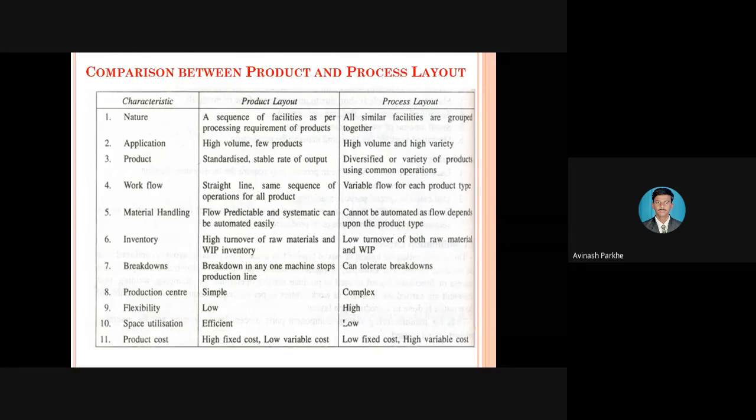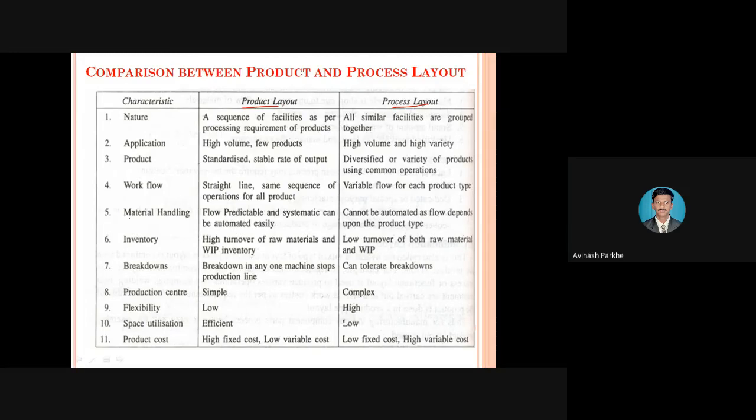So in the first column I have represented the important things, which are called the characteristics. In the second column, all the things related to the product layout, and in the third column, all the things related to the process layout. So these are the different points. Total 11 points are there, and with these 11 points I have made the comparison between the product layout and the process layout.